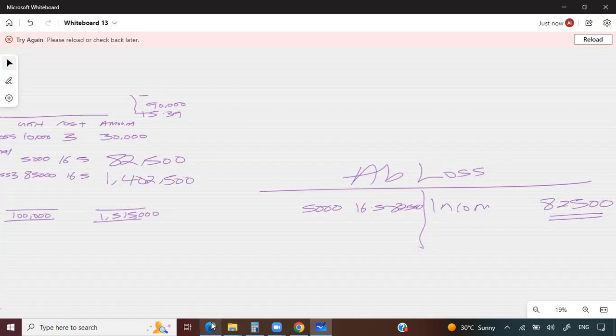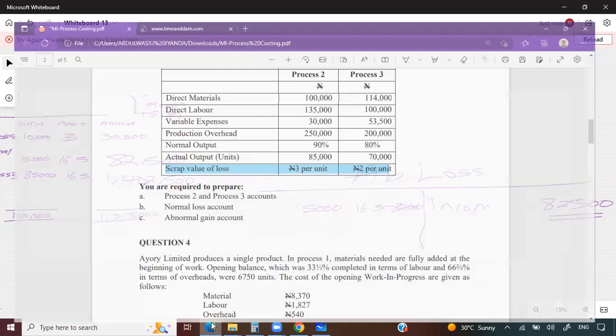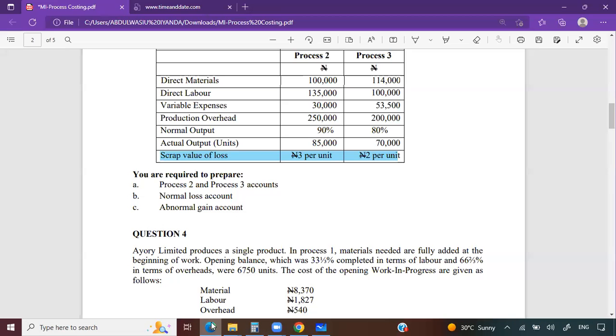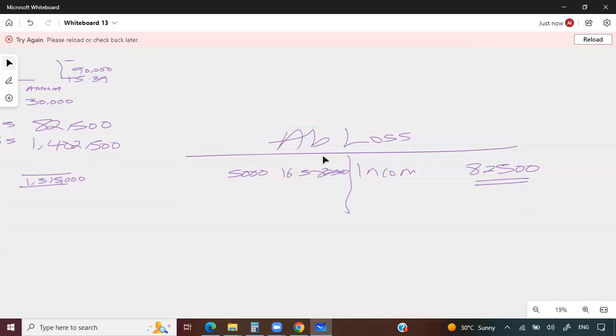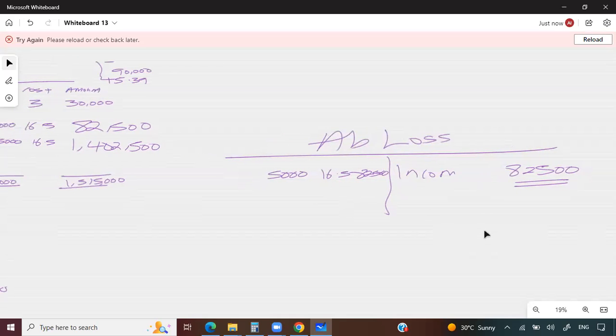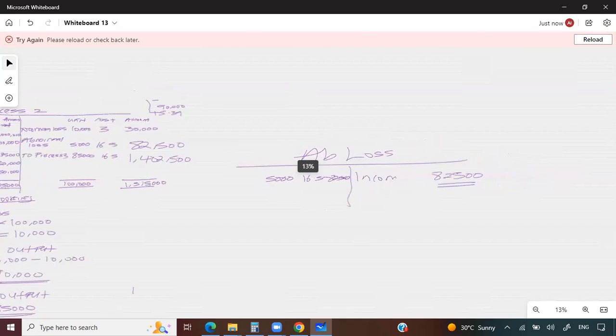What the examiner required is to give us process 2 and 3, abnormal loss and abnormal gain. But this is class, so I'm also doing this abnormal loss. In terms of units, this is the unit. 16.5 is the unit cost. Then this 85,000 is the value. Is there a way all understand it? So please, we all understand why we proceed now.